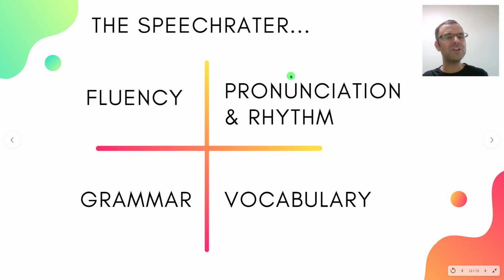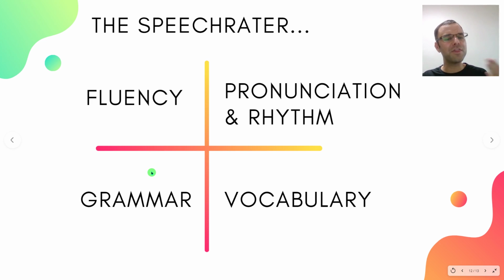Next up is pronunciation and rhythm. This refers again to your accent, it refers to your stresses and your intonation, and it basically refers to how well you pronounce vowels and consonants compared to a native speaker.